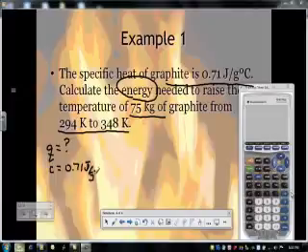And then what else did they tell us? 75 kilograms of the substance, which is the mass, or M. And notice the units in C are grams. These units are grams. And we need to change kilograms to grams.